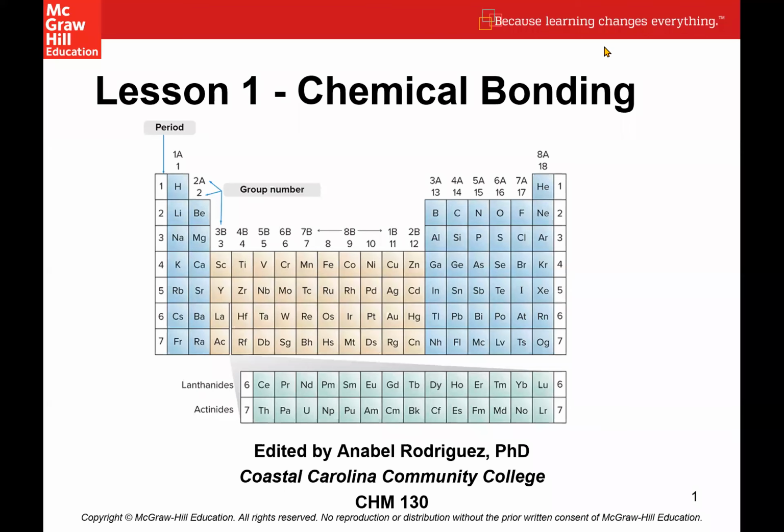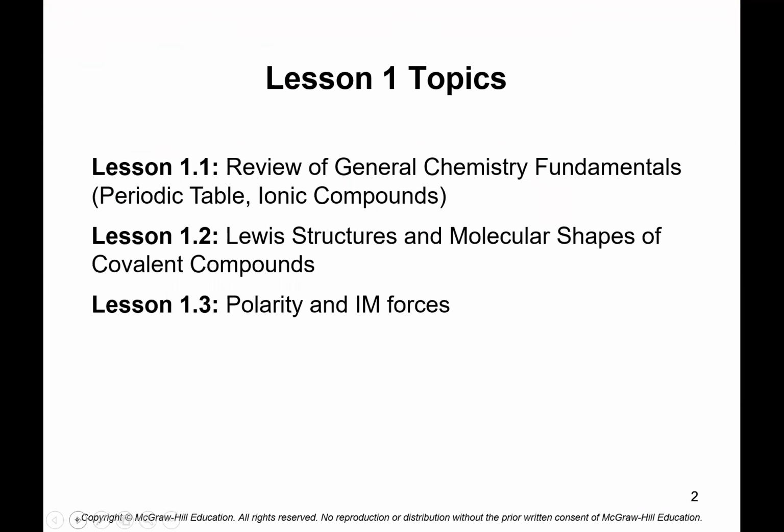In this lesson, we're going to be talking about chemical bonding. Specifically, this lesson is going to be split into 3 sections. The first one is going to be a review of the fundamental general chemistry concepts that you should know for this course, specifically how to read a periodic table and what ionic compounds are. So the first part will be a review of those 2 things.